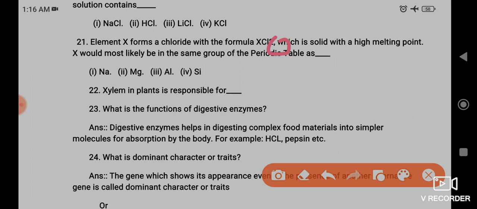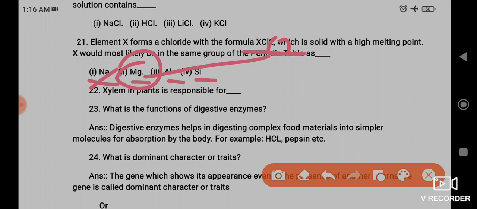So this 2 in XCl2 indicates that out of these four options, whichever element has valency 2 will react with chlorine to form the chloride of element X. Out of these, sodium has atomic number 11, so valency is 1. Magnesium has atomic number 12, so valency is 2. So magnesium will be the appropriate answer. Here X is magnesium.